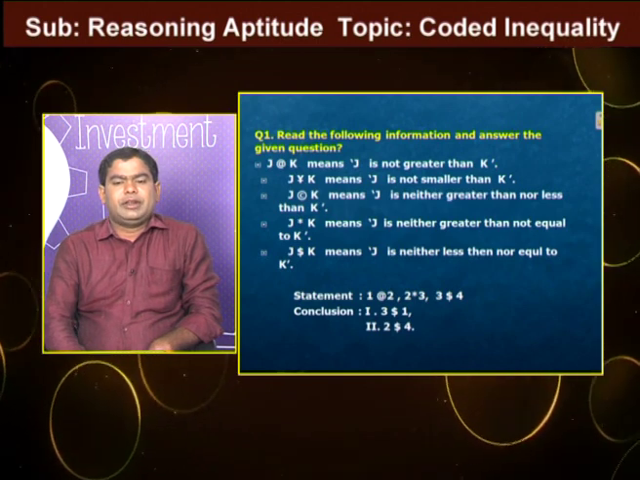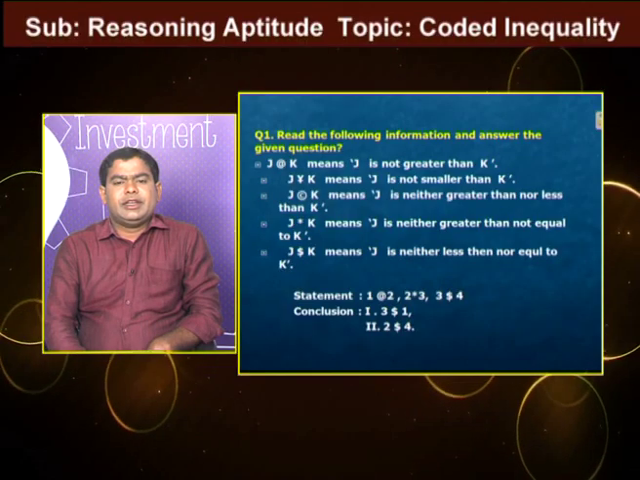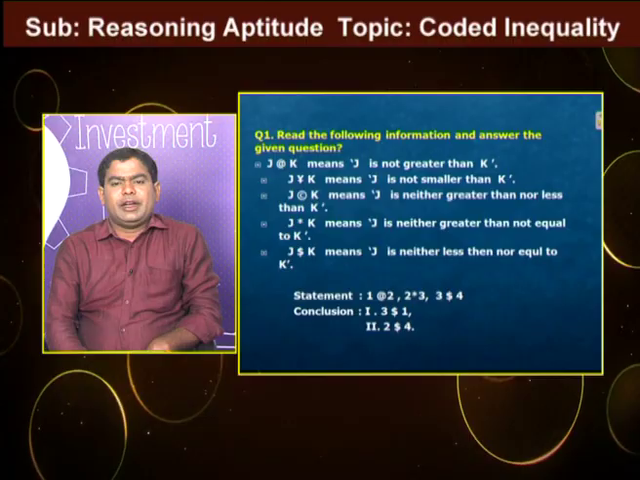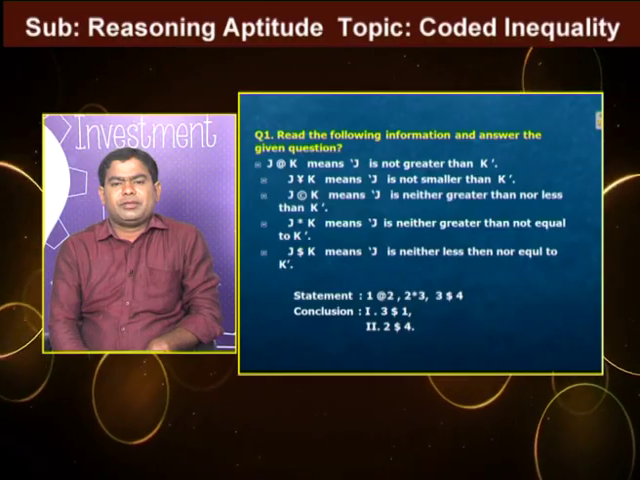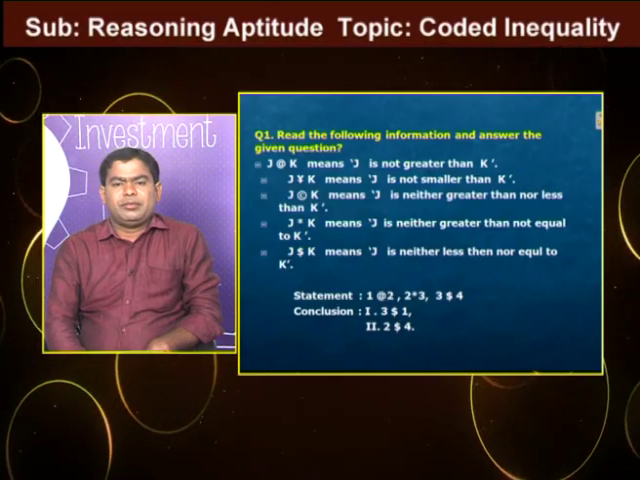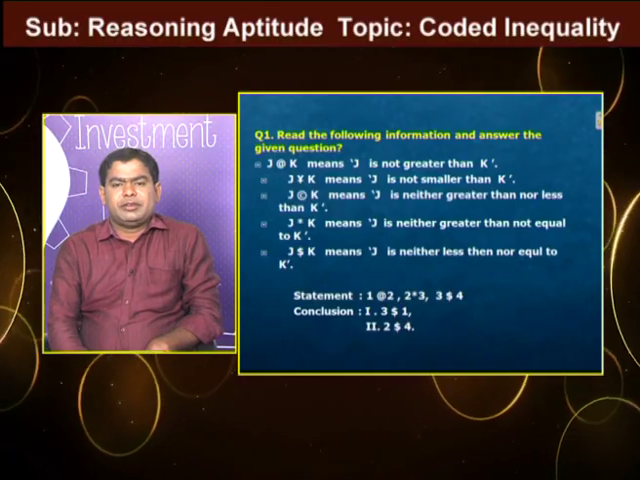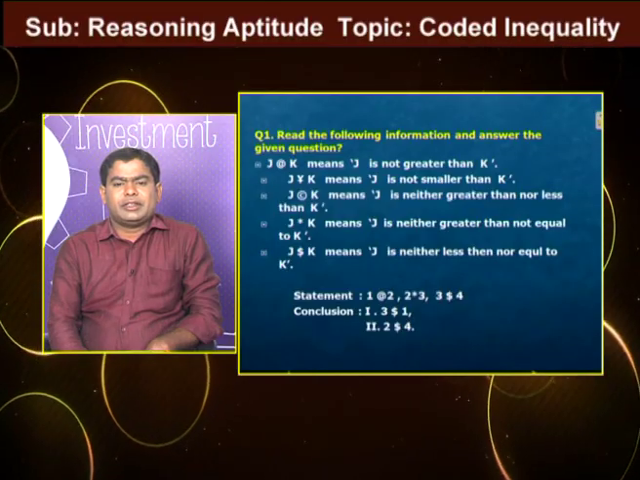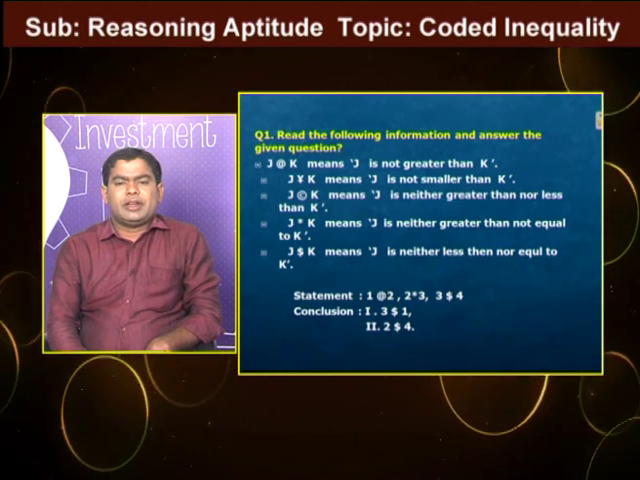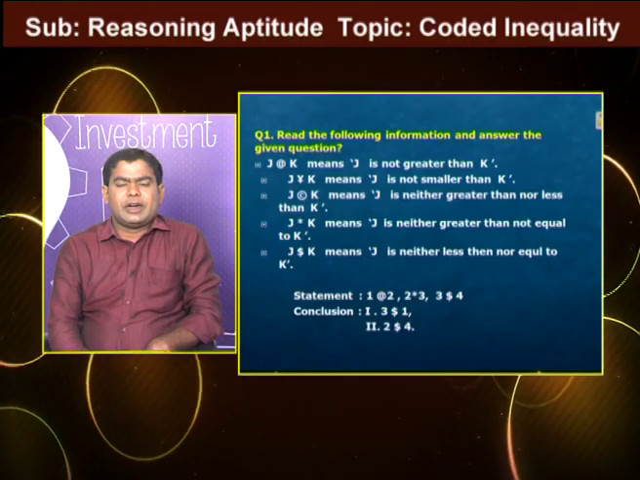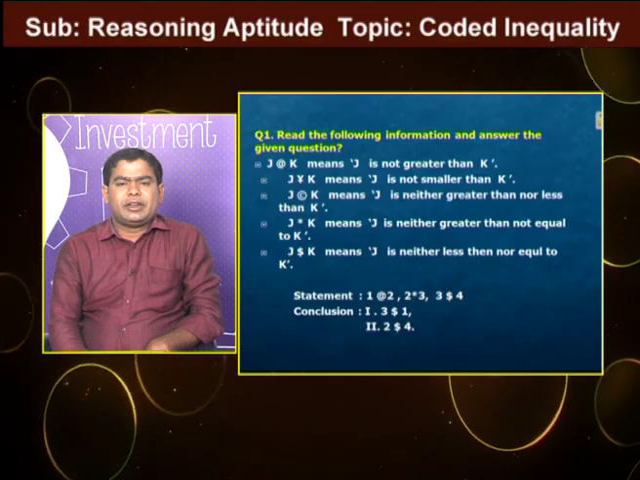Read the following information and answer the given questions. J@k means j is not greater than k, which means not greater than denotes less than or equal to. First of all we note which symbol represents which inequality. Questions 1 to 5 contain the same symbols, and these symbols represent different inequalities. Next, j star k means j is not smaller than k. We already know that not smaller than means greater than or equal to, so star denotes greater than or equal to.